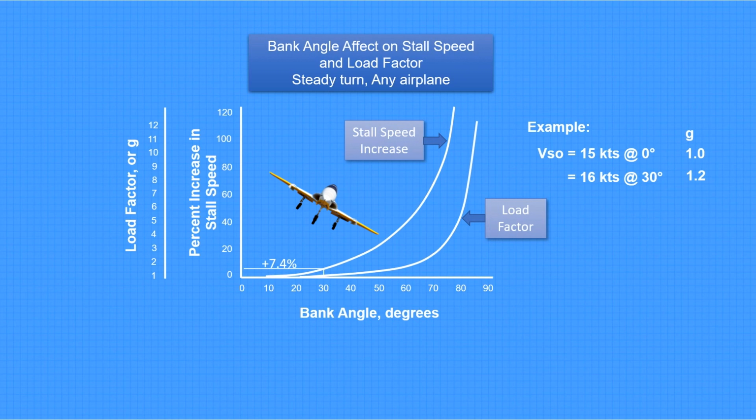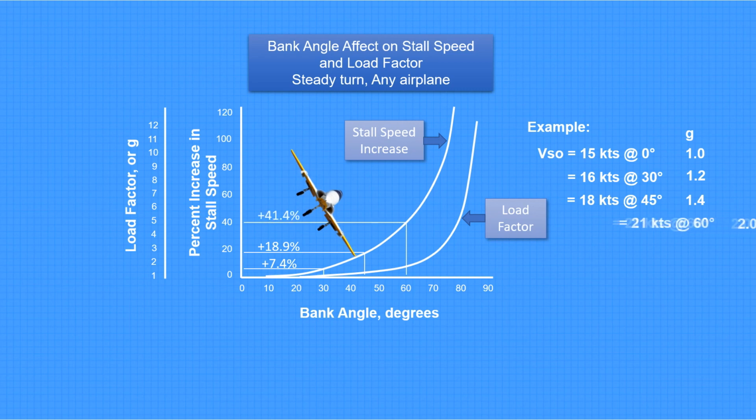So let's take my Avanti as an example. It stalls at 15 knots with flaps down, gear out, and zero bank angle. At 30 degrees, there's a 7% increase in stall speed to 16 knots, and the load factor increases to 1.2 Gs. No problem. At 45 degrees, there's a 19% increase to 18 knots and 1.4 Gs. That's getting my attention. At 60 degrees, there's a 41% increase to 21 knots and 2 Gs.